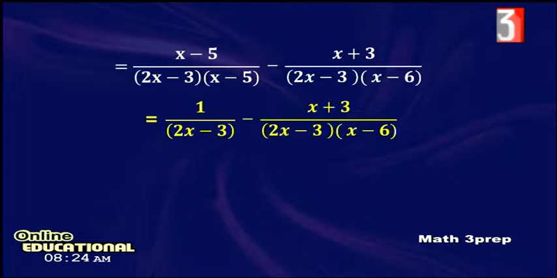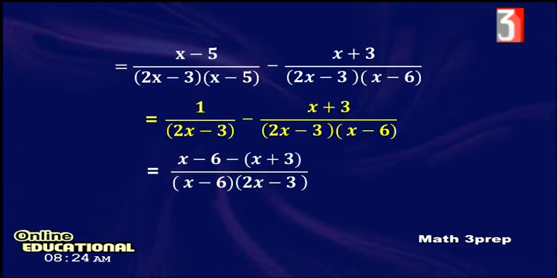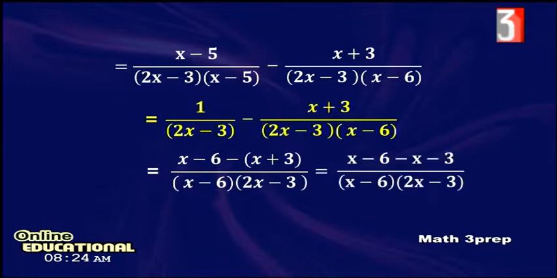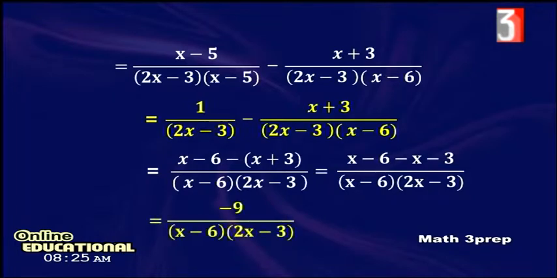So you are going to reduce, it is 1 over (2x minus 3), and (x plus 3) over (2x minus 3)(x minus 6). By multiplying, it is (x minus 6) minus (x plus 3) over (x minus 6)(2x minus 3). Then it is (x minus 6 minus x minus 3) over (x minus 6) times (2x minus 3). x minus x gives 0. So the result will be negative 9 over (x minus 6)(2x minus 3). Then let us have another example.